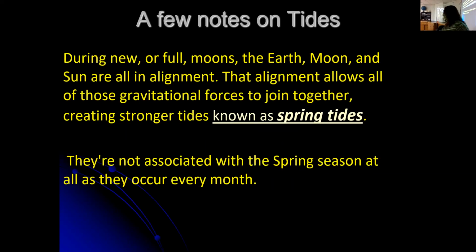I do want you to understand the difference between a spring tide and a neap tide, N-E-A-P. When the Earth, moon, and sun are all in alignment, remember, that would be at a new moon, where it's sun, moon, Earth, or at a full moon, where it's sun, Earth, moon. Those are the biggest tides. You have really high tides, really low tides, and those are known as spring tides. Not spring like flowers, no. The other kind of spring.